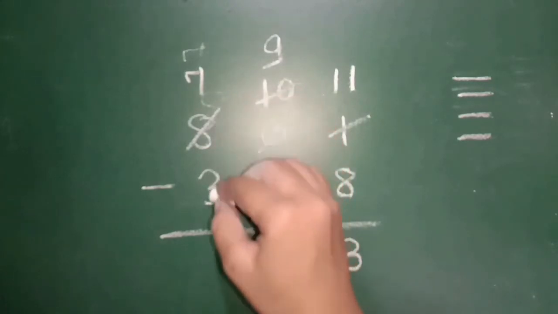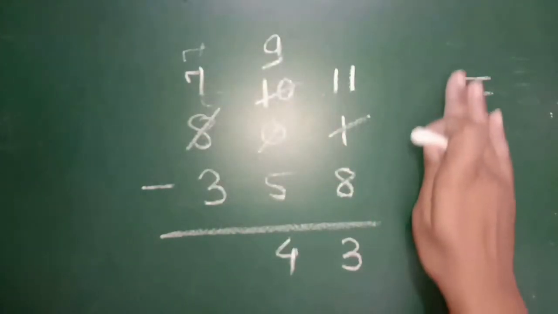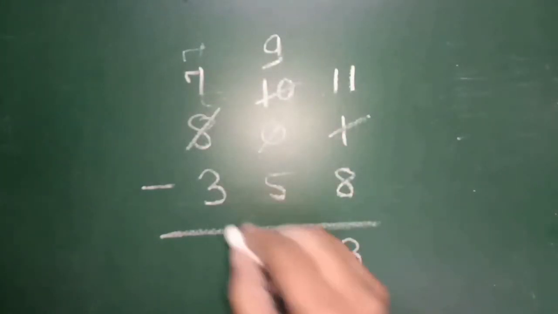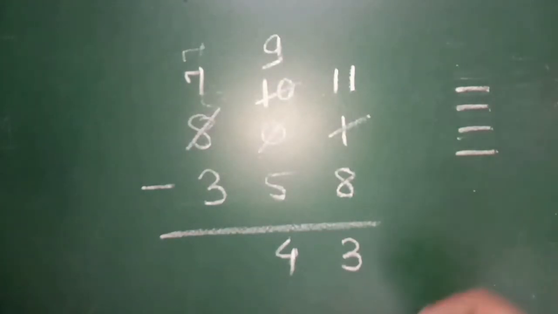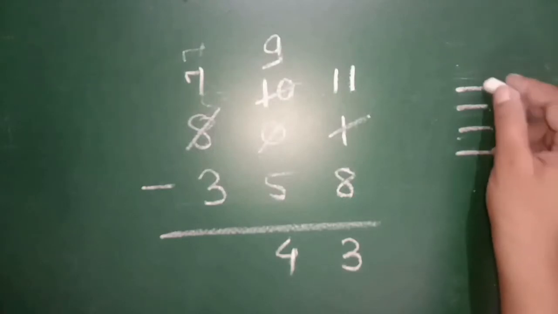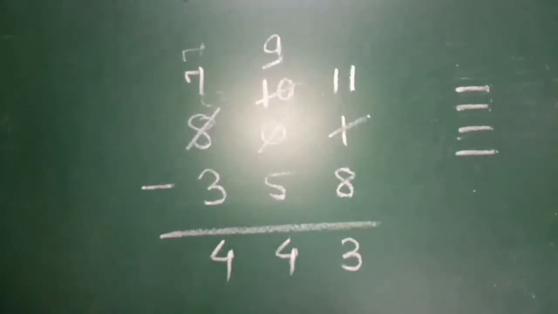Now subtract 3 from 7. Count to 7 after 3. 4, 5, 6, 7. How many lines are here? 4. 1, 2, 3, 4. So our final answer is 443. Got it, student? Okay, very good. Let's see one another example.